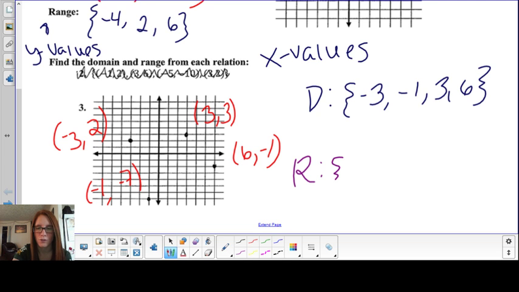My range then is my y values. So let's take a look. I've got 2, negative 7, 3, and negative 1. Well, that's not the order I want to write them in, because 2 is clearly bigger than negative 7, and I don't want to put the 2 first. Makes no sense. So I have negative 7, negative 1, 2, and 3.